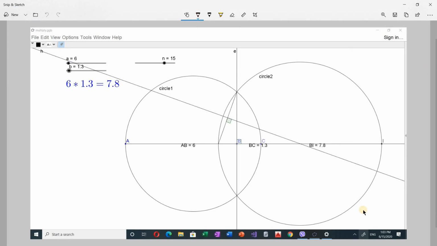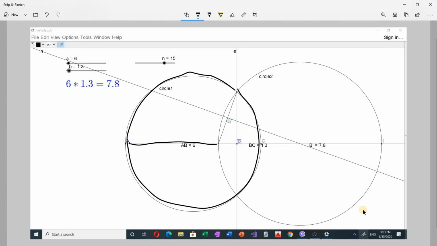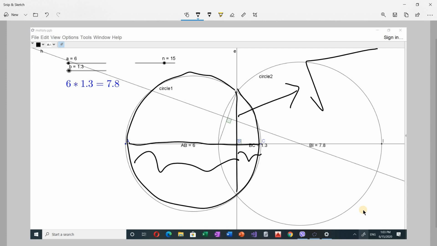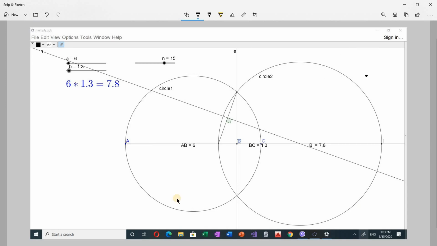Now let's discuss why this construction works. At first, let's see this small circle. In this circle, this is the diameter of the circle and this is a chord. As you can see, we have taken this length to be 6 and this length to be 1.3, and this length is nothing but the square root of 6 times 1.3.